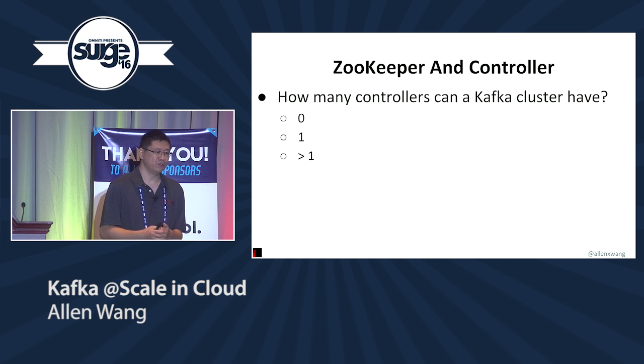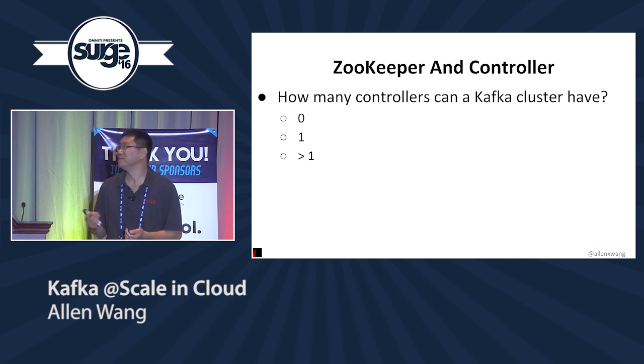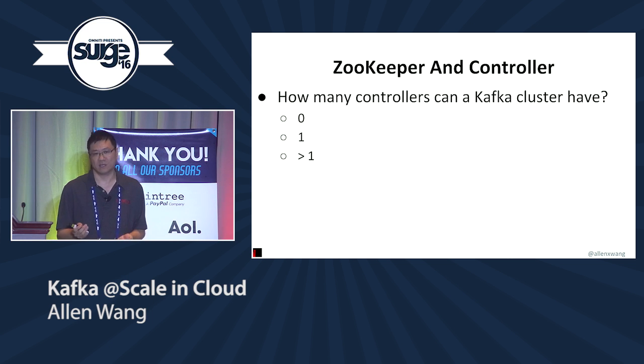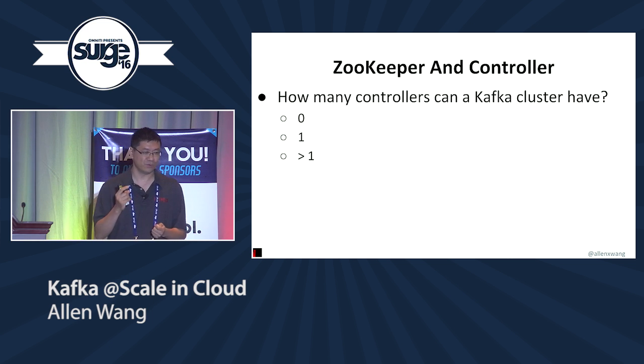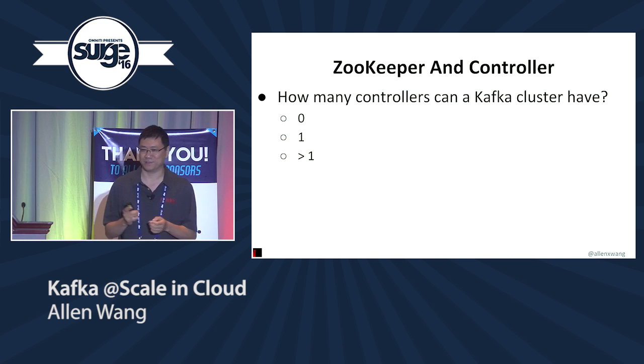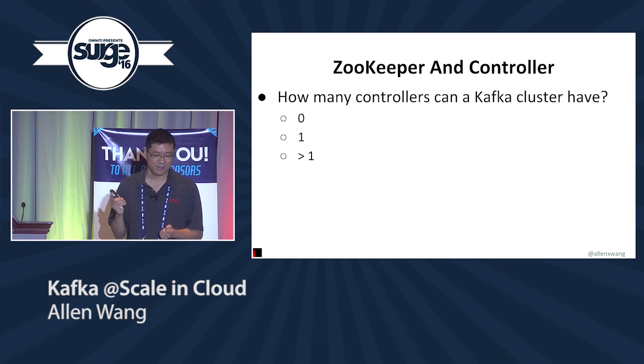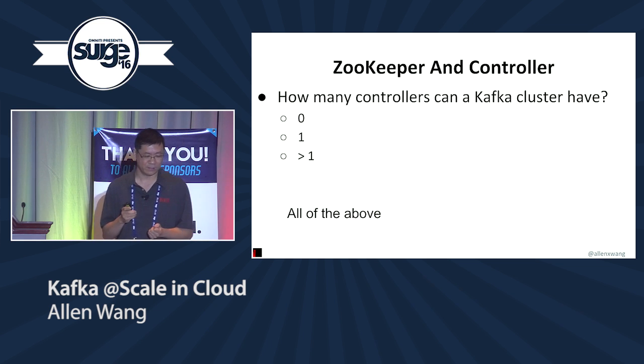And finally, ZooKeeper and controller-related issues often spell trouble for us. There's one simple question: how many controllers can a Kafka cluster have? Is it 0, 1, or more than 1? In theory, there should be only one controller for a Kafka cluster. But what can happen in practice? The answer to that is all of the above.